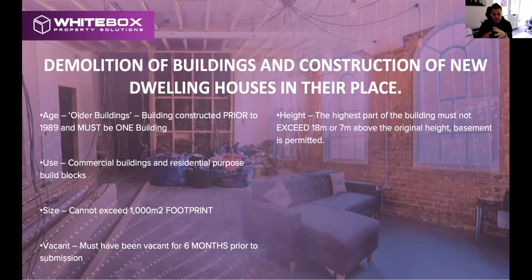The height, this is the bit that is the best bit. You could take a 3-story building or a 2-story building, and you can add another 7 meters on top of the original height. You can go up to a maximum of 18 meters. That's 6 stories.